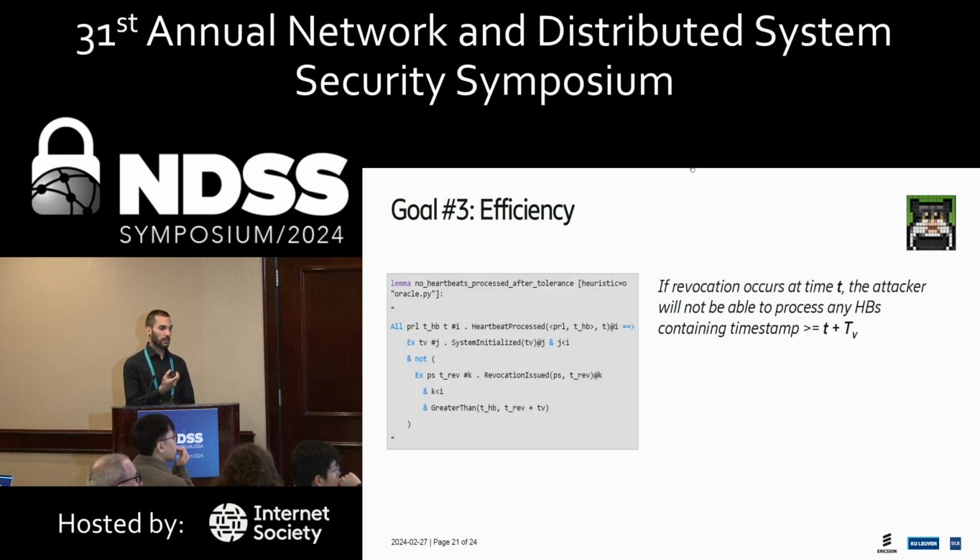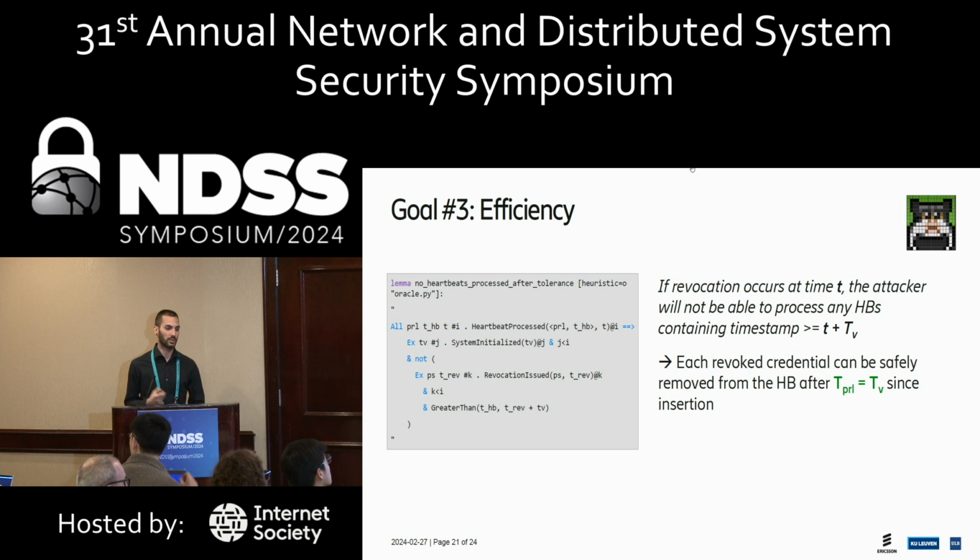But why do we do this? Because now we could define a new lemma in Tamarin. Again, look at the translation. This lemma says that if there is a revocation at time t, the attacker will not be able to process any heartbeats that contain a timestamp that is higher than or equal to t plus TV. And this means also that for those heartbeats, we don't need to keep the credentials for that attacker in the list, because the attacker will not process these heartbeats. And then we can remove these credentials after this time has passed.